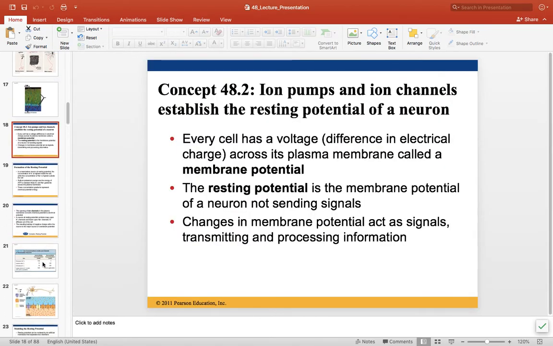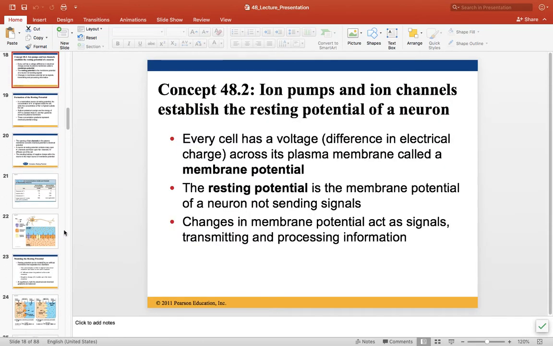Okay, here's where it gets tricky. Membrane potential. So ion pumps and ion channels establish what's called a resting potential of a neuron. So every cell has a voltage, which is basically a difference in electrical charge across its plasma membrane. That's called a membrane potential.